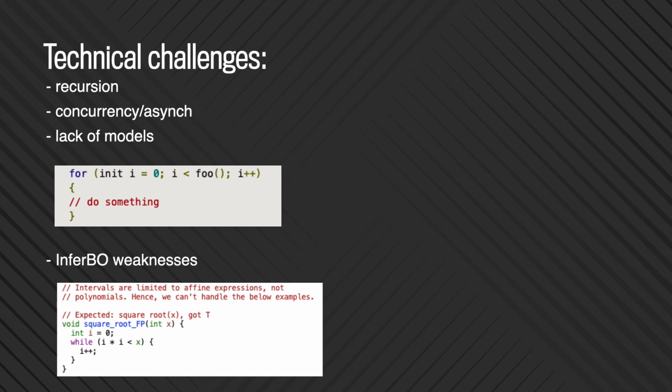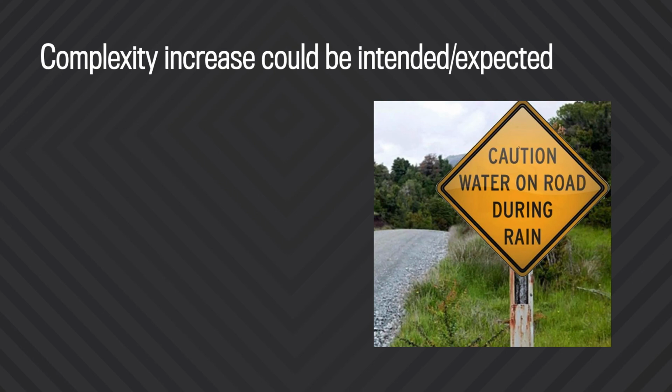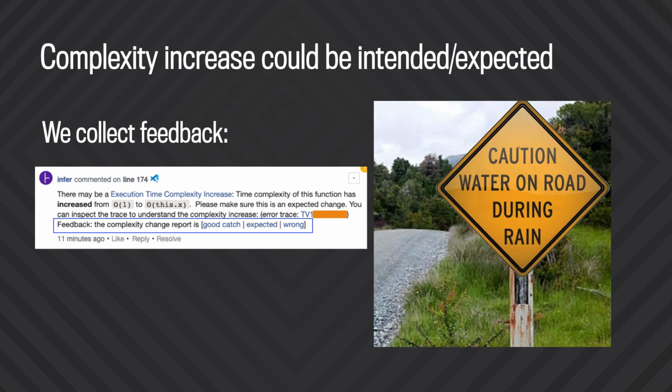Next, let's look at some domain-specific challenges. First of all, one thing that you have seen in this talk that might be on your mind is that, well, a complexity increase here could be intended or even expected. It might be telling the developer that, hey, caution, there's water on the road during rain. To deal with these, we ask the developers to provide us some feedback. They could tell us, oh, this is a good catch, or it's expected, and we could improve our analysis based on that. Or they could even tell us, hey, Infer was wrong here. Maybe this is a false positive. In fact, developing such a feedback loop with developers is one of the good ways to improve and get rid of false positives in the analysis.